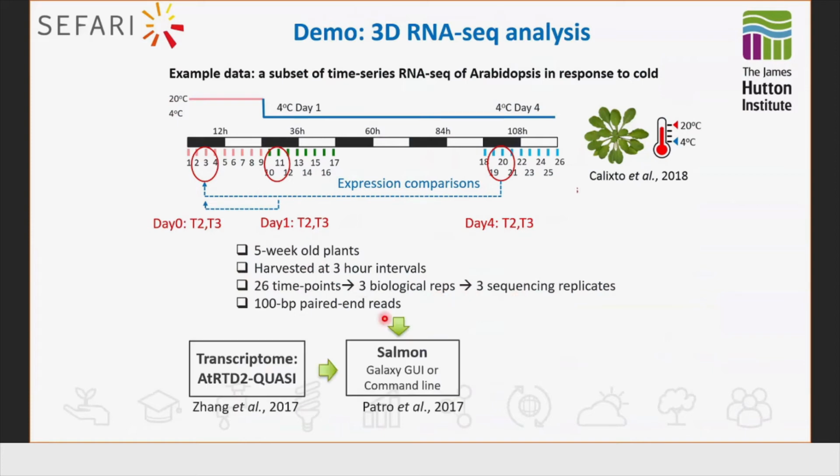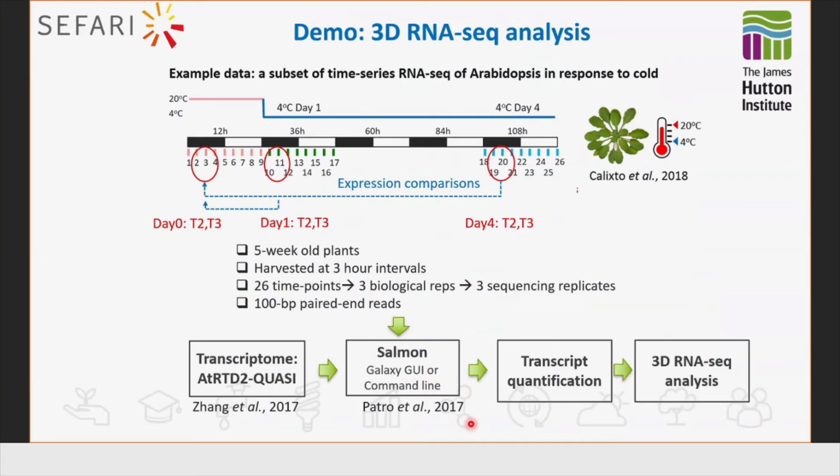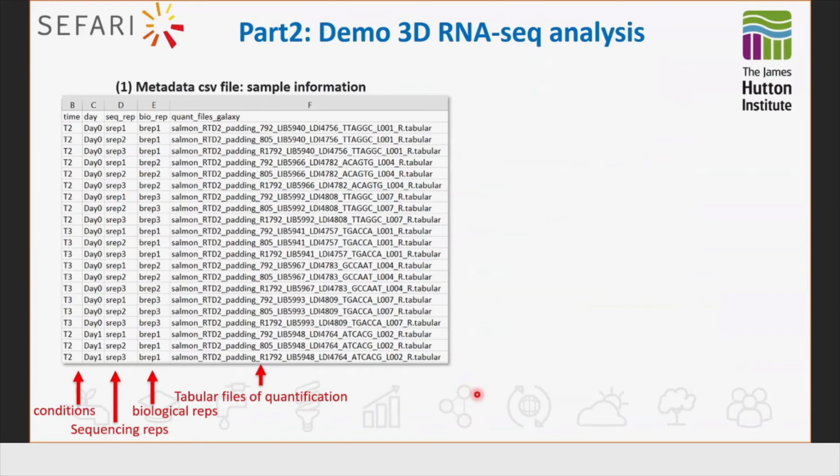Then with these data sets and the reference transcriptome AtRTD2-QUASI, we can do Salmon quantification. We can use the Galaxy GUI, or we can use the command line. And then the quantification will be imported to the 3D app for the analysis. The 3D RNA-seq analysis requires 3 inputs. The first input is a metadata table showing the information of the samples, where we need to list the conditions, the sequencing replicate labels, and the biological replicate labels.